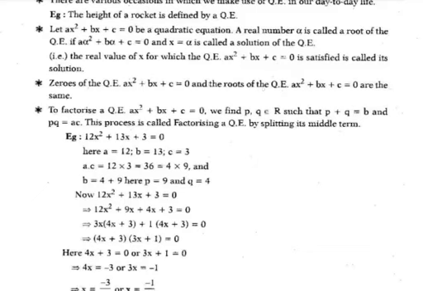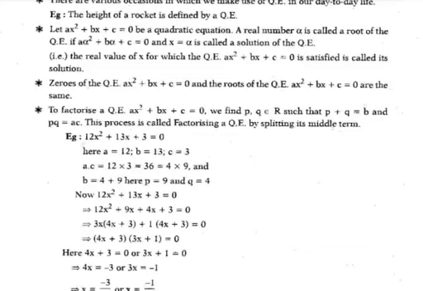So both are the same. To factorize a quadratic equation ax square plus bx plus c equal to 0, we find p comma q belonging to R such that p plus q equal to b and p into q is equal to ac. This process is called factorizing a quadratic equation by splitting its middle term.